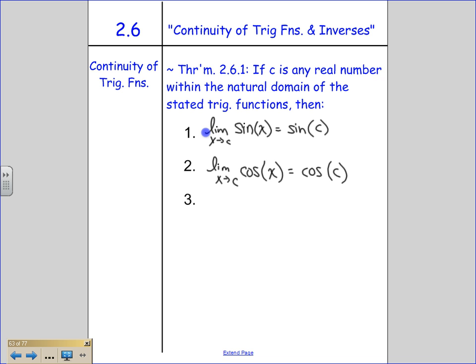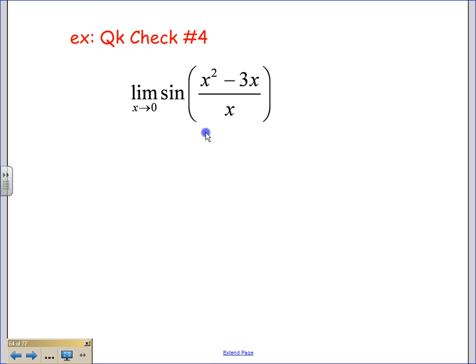Same thing with tangent, even though you might be like, well, it has vertical asymptotes. But the theorem says as long as it's in its natural domain, so it just couldn't be approaching a vertical asymptote. If it was, hopefully we would realize that and say, you're not in the domain, I can't use it. So then with that, a couple more seconds. How would you do the following? Go. How would you do the following?